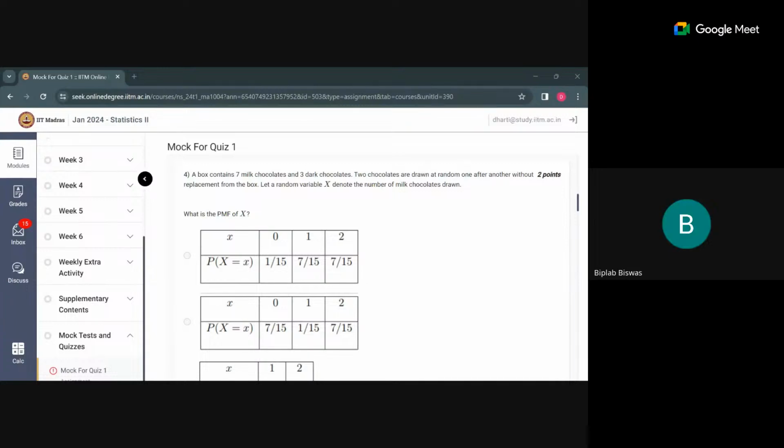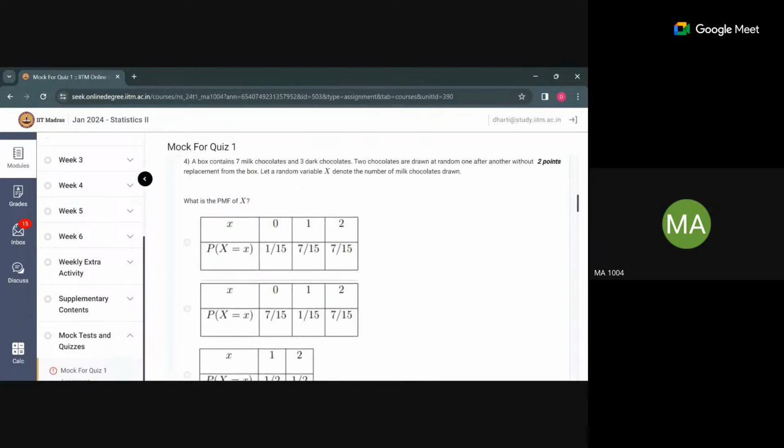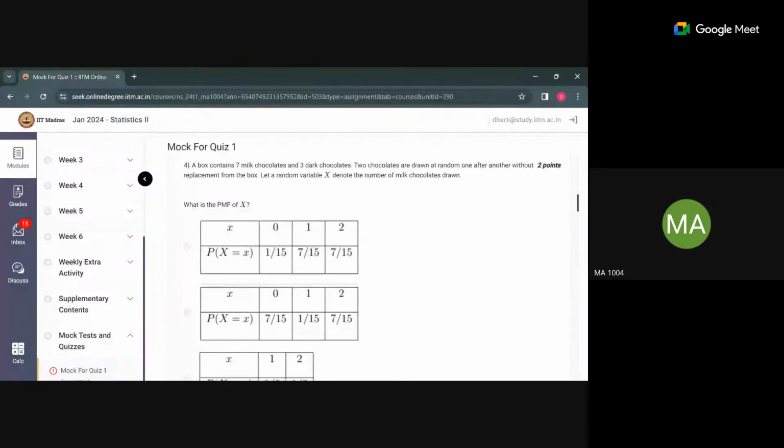So now the next question is: a box contains 7 milk chocolates and 3 dark chocolates. 2 chocolates are drawn at random, one after another without replacement from the box. Let a random variable X denote the number of milk chocolates drawn. What is the PMF of X?